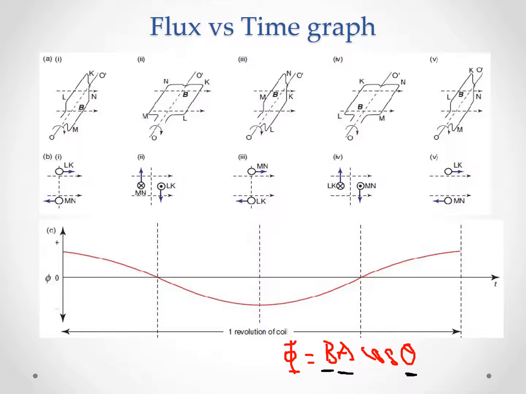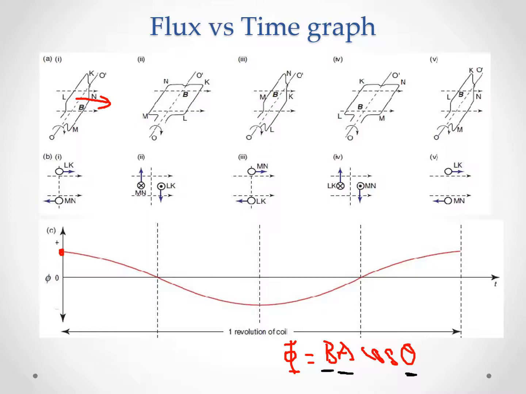In the first picture, the area vector points to the right, which is perpendicular to the coil, and the amount of magnetic field flowing through the coil is at maximum. So the area vector here is parallel to the magnetic field, and the angle between them is 0 degrees. So cos 0 degrees is 1, so the magnetic flux here will be at maximum.